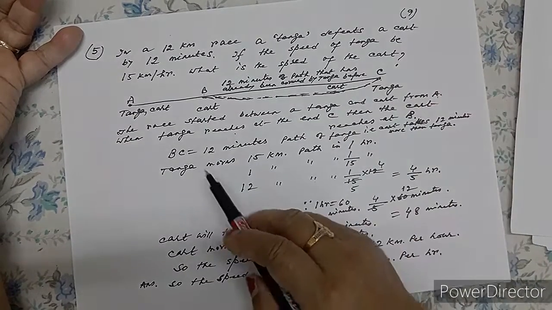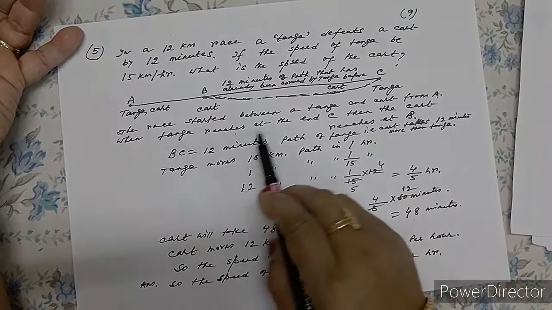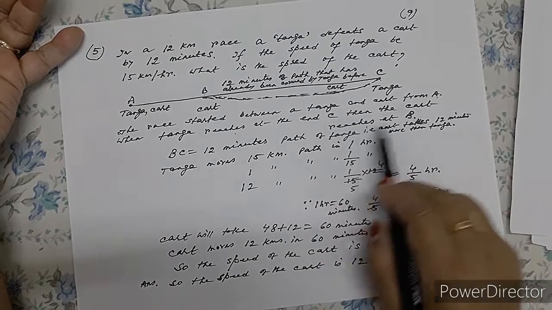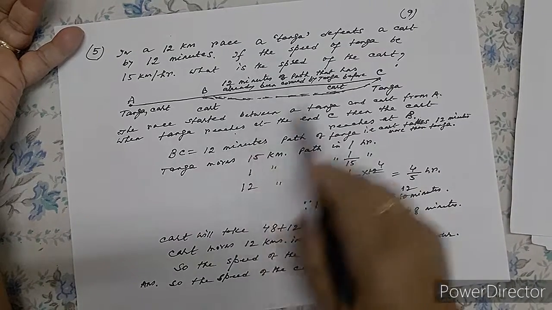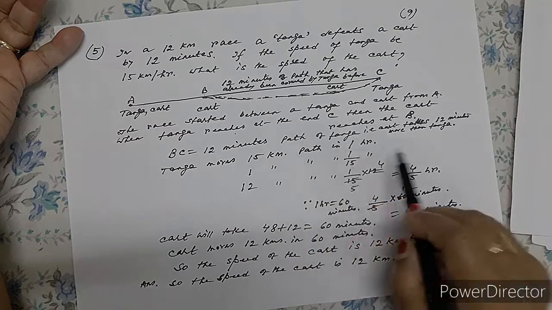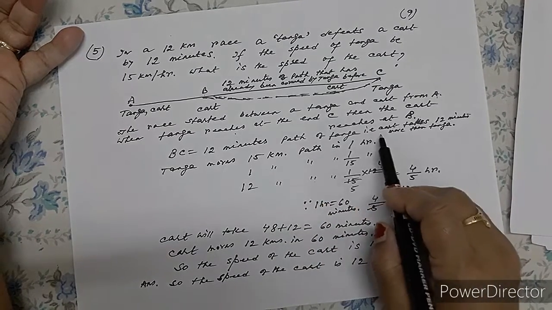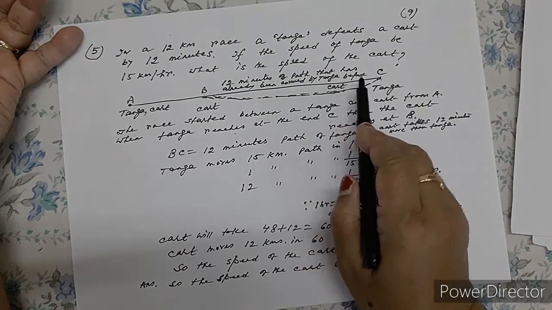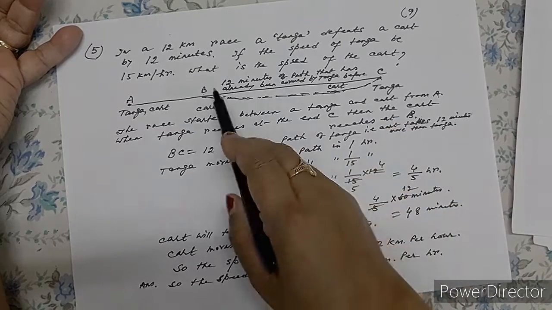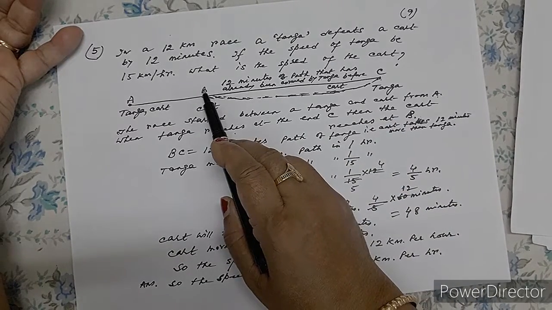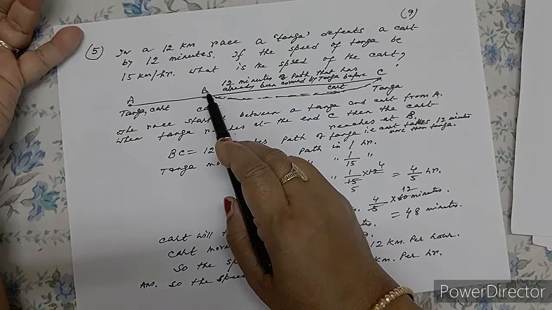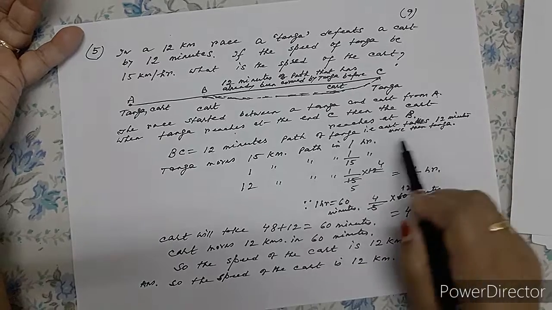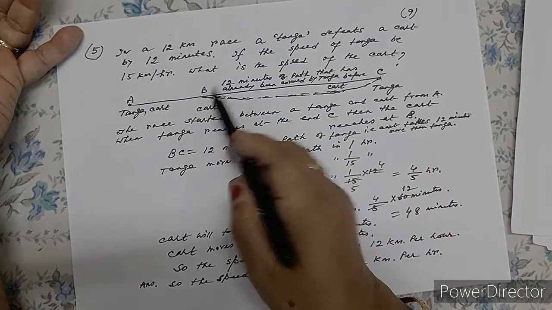Okay. So the race started between the Tanga and the cart from A. When the Tanga reaches the end point C, then the cart reaches B. That means BC is equal to 12 minutes path of the Tanga. That is, the cart takes 12 minutes more than the Tanga, because the Tanga has already reached C. The cart was lagging behind the Tanga by 12 minutes. The cart takes 12 minutes more than the Tanga because it was lagging behind.